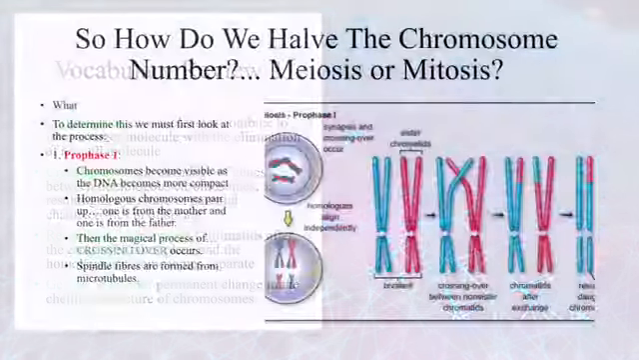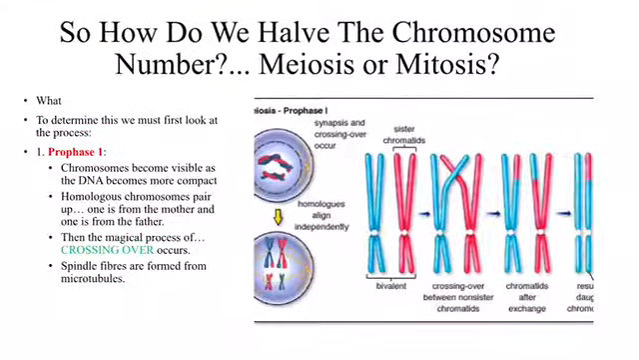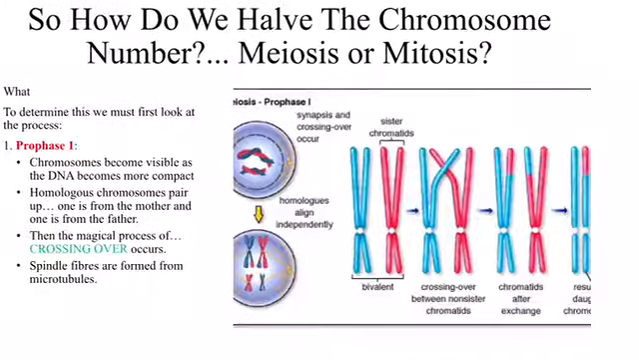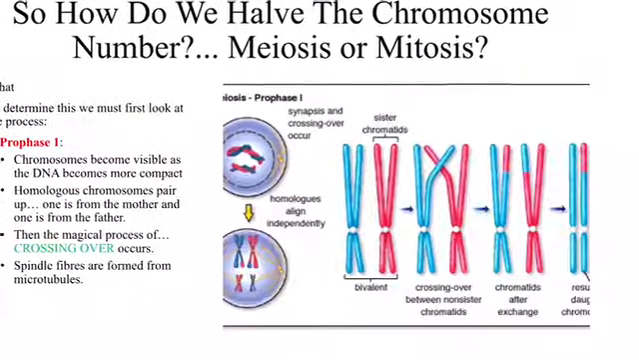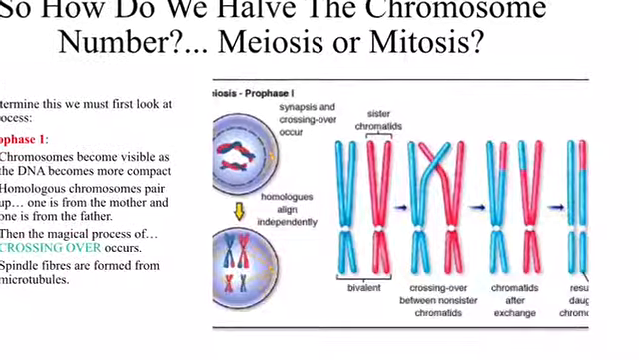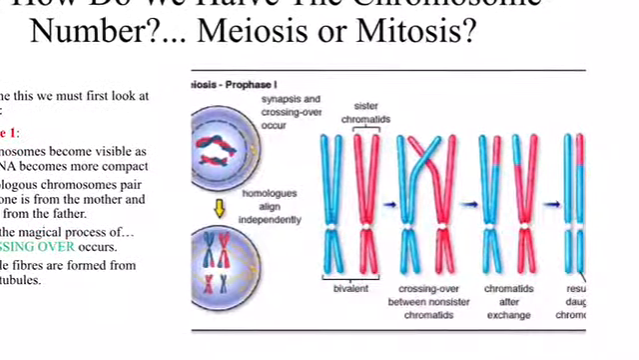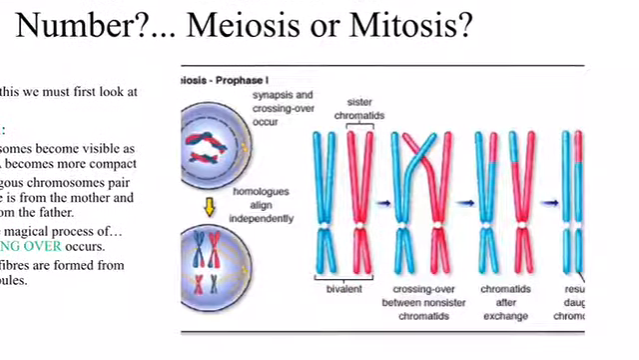So, the big question here is, how do we halve the number of chromosomes? Is it meiosis or mitosis? To determine this, we first must look at the process of, what is it? Meiosis. Of course, give yourself a pat on the back if you got that correct. So the first step is prophase 1.